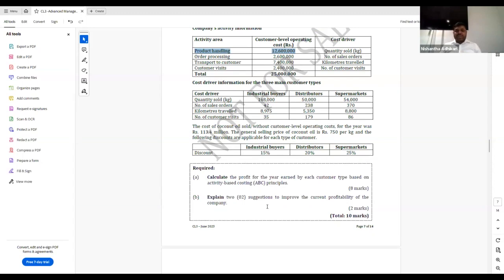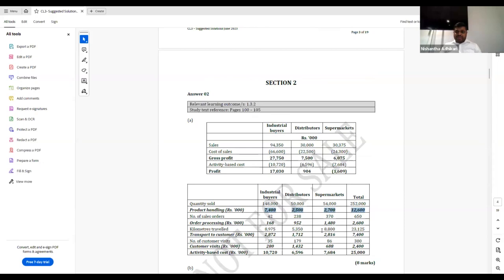Now, based on the illustration given, we have the higher profitability in the industrial sector. Then you can allocate more resources to promote that sector and increase the total sales. And then you can increase your overall profitability. Clear? That you can do.